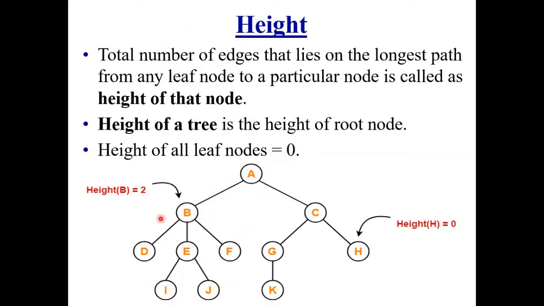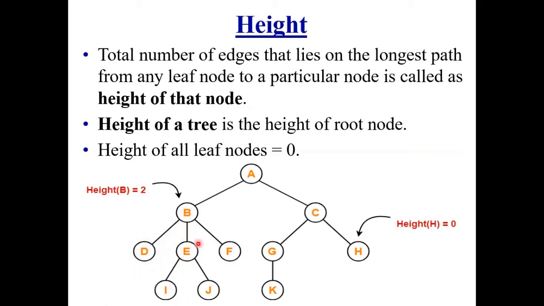So what is the height of node B? What is the number of edges from its leaf? It has only one edge. What is the leaf for this? D, the left child, the first child. So it is a leaf node. From D to B is 1 edge. So the height is 1. The first subtree height is 1.